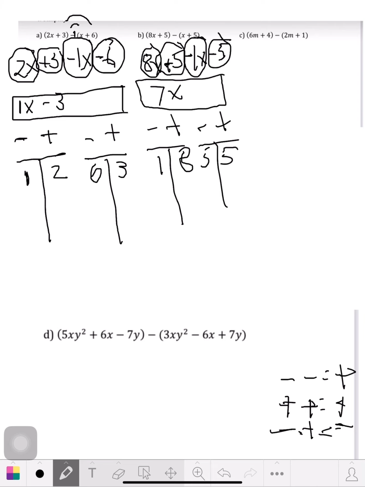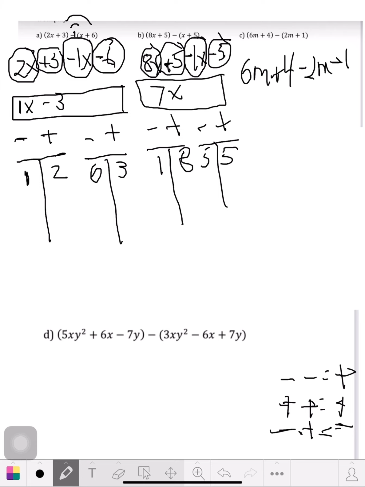So let's go on to the next one, okay? We got, I'll leave this. We got 6m. We know that's going to stay. And it's plus 4. Now to get rid of the brackets, we got a negative, right, times 2m. It's going to be negative 2m. And now we got a negative times a positive, so it's going to be a negative again. Okay? We got negative 1.